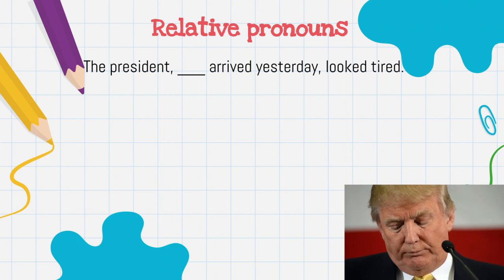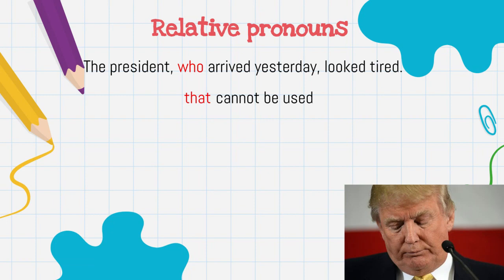Now look at this person. It's a person. People say that it's a person. And he still is the president. Now, the president, some people say who or that, but it's only who. Why? Well, that cannot be used after a comma. And there you see the tiny red thing, which you also see after the president and in front of looked. So the president, who arrived yesterday, looked tired. You get a little bit more information about the president, so you cannot replace who for that.